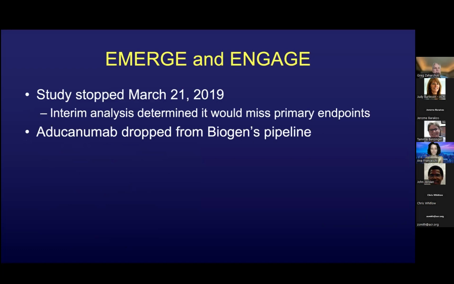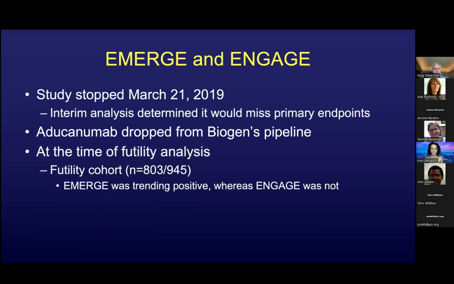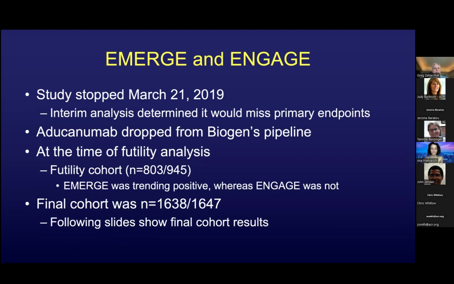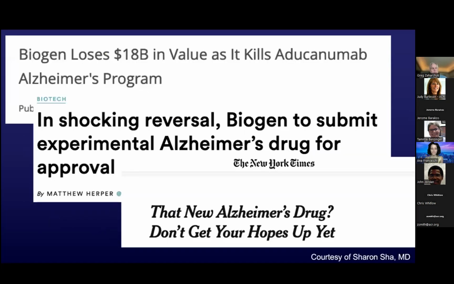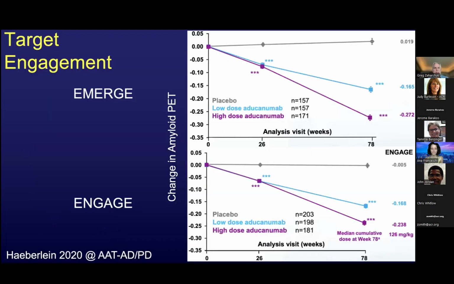So this study was stopped about 4 years ago when it was determined that they would miss its primary endpoints. And then aducanumab was actually dropped from Biogen's pipeline. So this was a real disappointment. At the time of the futility analysis, one of the trials was trending positive, while another one was not. And then eventually these patients were followed up to conclusion, and the slides I'll show you are the final cohort results. So this was obviously a big deal. This was a very promising drug, and there was a lot of concern when this was stopped, not just for this drug, but also for the future of research into this area. And let's look at some of the data from that.